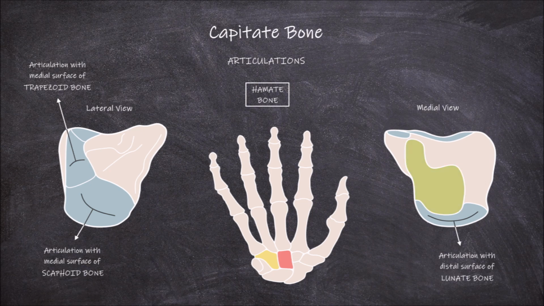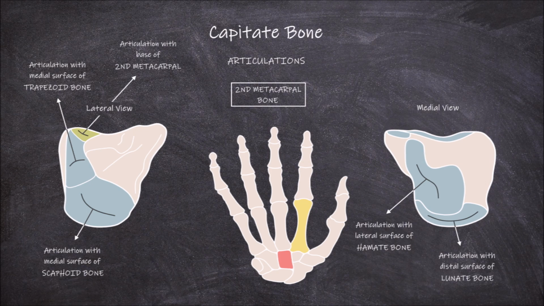The facet on the medial surface of the capitate bone articulates with the facet on the lateral surface of the hamate bone. The fifth articulation is with the second metacarpal bone. The lateral facet on the distal surface of the capitate bone articulates with the base of the second metacarpal bone. The sixth articulation is with the third metacarpal bone. The middle facet on the distal surface of the capitate bone articulates with the base of the third metacarpal.